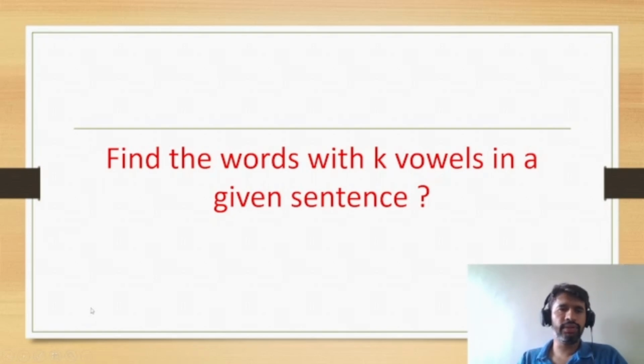So the question is simple. We have to find the words with k number of vowels in a given sentence. So we'll be given a sentence of words. We have to check each word and see whether it contains k number of vowels. If so, we have to print it as the result. So let's try to understand more with an example.